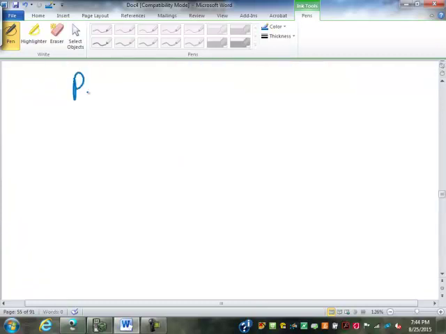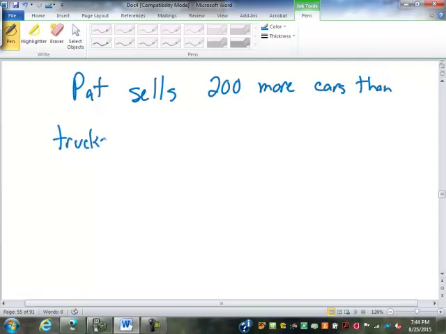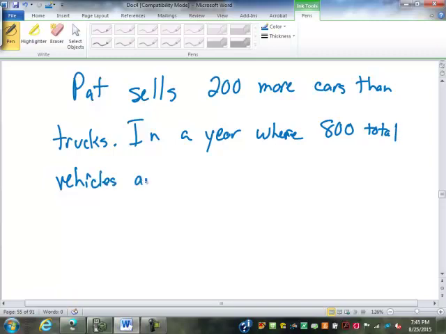We might have that Pat sells 200 more cars than trucks in a year where 800 total vehicles are sold. How many of each are sold?